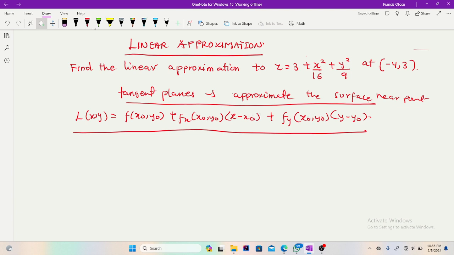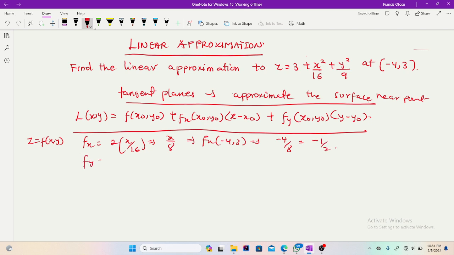So right now, let's see the parameters of this equation. To find the linear approximation at this particular point, I have my x naught and y naught, which is negative 4, 3 from the question. So what I need is my fx and fy. The function z is the same as f of xy, because the function takes in x and y as input. So the fx simply becomes the derivative of this with respect to x. My y becomes a constant, so the derivative of 3 is 0. The derivative of x squared over 16 becomes 2 times x on 16, and this gives us x on 8. So fx of negative 4, 3 becomes negative 4 on 8, giving negative half.